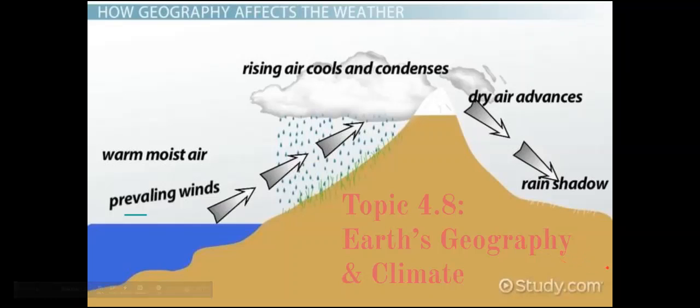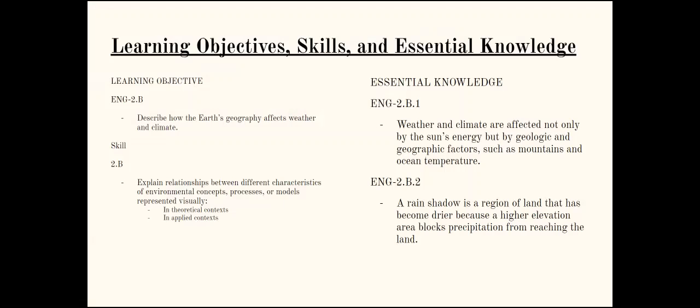In today's video lesson, we're going to be going over topic 4.8, Earth's geography and climate. Now, this topic is just going to be two different things that we need to keep in mind when thinking about the climate in different areas of the world. And so we're going to be going over those things right now. We're going to be talking about how Earth's geography affects the weather and climate. And so not only is it affected by the energy from the sun, but by different geographic features such as mountains and oceans.